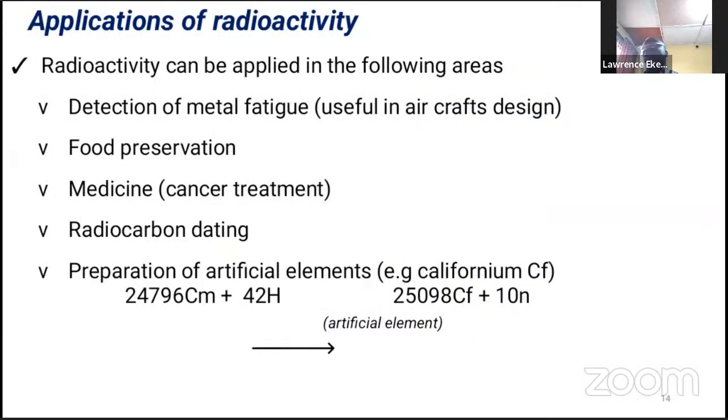We've said that radioactive decay can be used for the preservation of food by destroying all the poisonous bacteria that are there. It is used for carbon dating of geological specimens, to find out the age of animals and plants that have died for years. It can also be used for cancer treatment to kill all the cancerous cells in the body, which is called chemotherapy. What you use is radioactivity. It can also be used to prepare artificial elements.